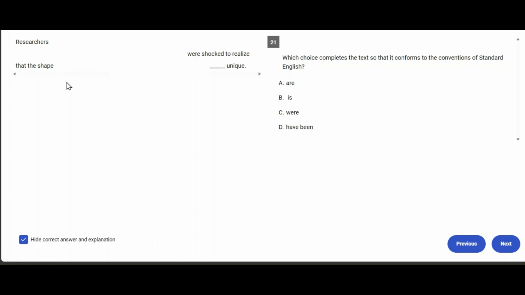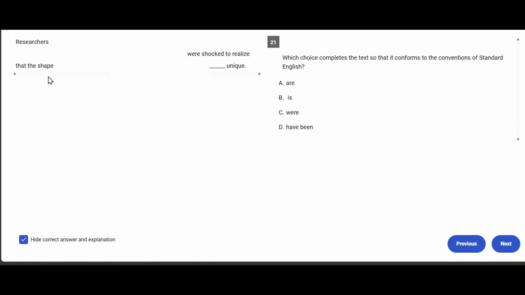Now let's reread it with those crossed out pieces. Researchers were shocked to realize that the shape blank unique. Okay, so let's follow my second tip now. What is the subject? Well, what is being unique here? It's the shape. It's not the researchers. It's not the ears. It's because the ears is simply modifying shape, and anyway, if I cross that out, we don't need it. So it's the shape.